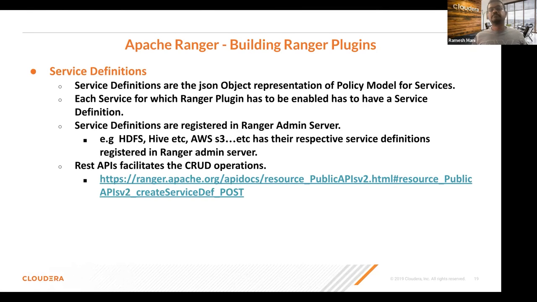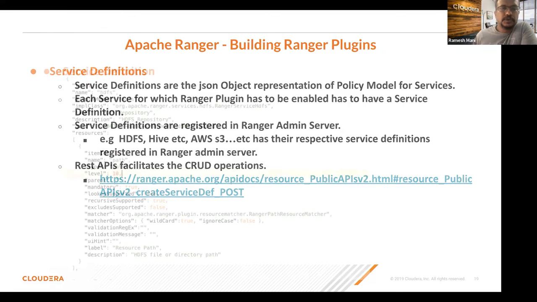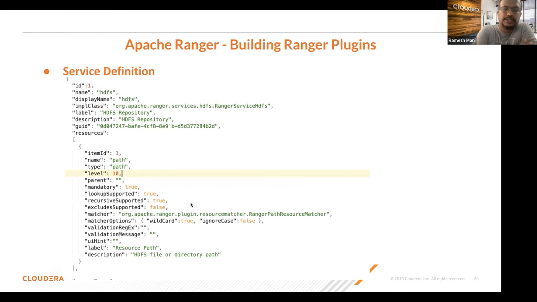Suppose I'm building my application XYZ and I'm going to use Ranger as an authorizer. So I define a service definition and register it to Ranger. How do you register it? Again, Ranger provides various APIs to create. The one which I'm showing is the one you can use to register a service. A service definition is nothing but a JSON object.